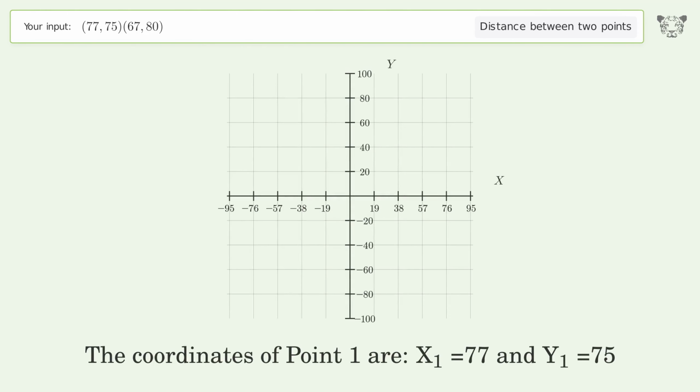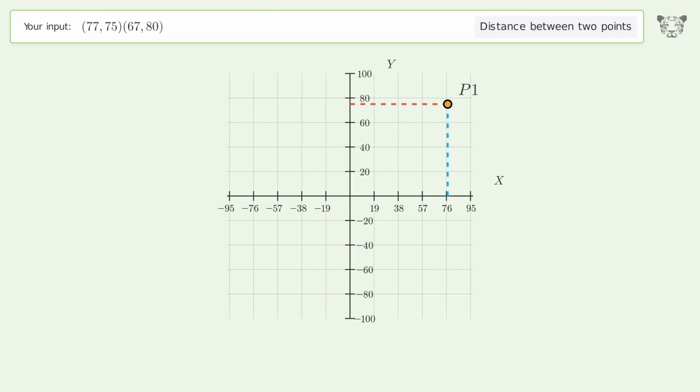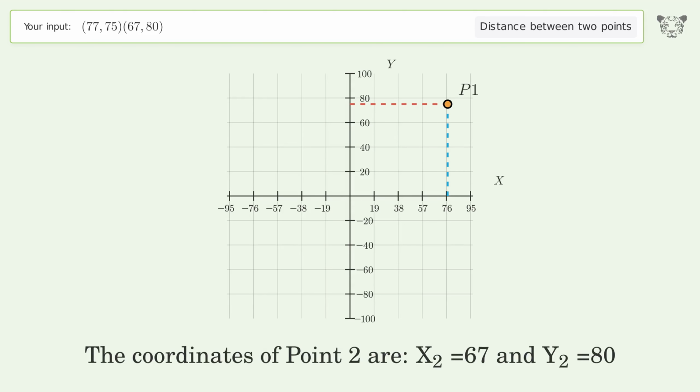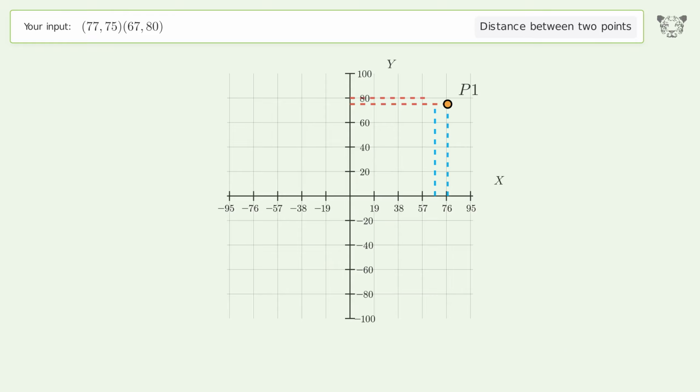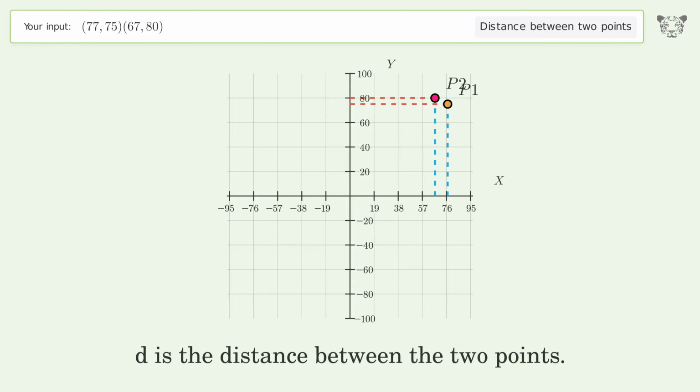The coordinates of point 1 are x1 equals 77 and y1 equals 75. The coordinates of point 2 are x2 equals 67 and y2 equals 80. D is the distance between the 2 points.